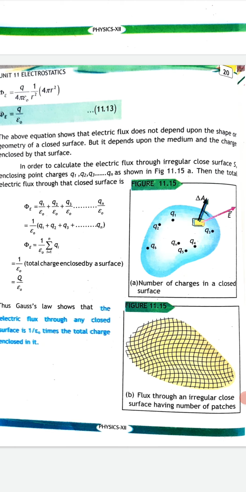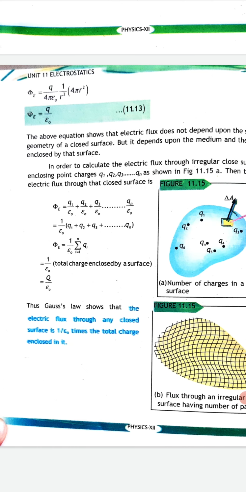So, this summation represents the total amount of charge enclosed by the closed surface. So, simply replace this summation by the net charge enclosed by the closed surface, represented by capital Q. So, capital Q represents the net amount of charge enclosed by the closed surface which has no regular shape. Simply, this statement is equivalent to the previous one as we discussed and derived, which is equation 11.13.